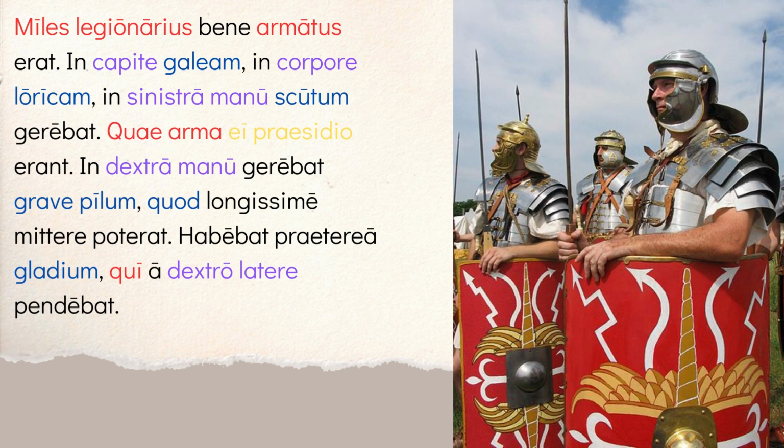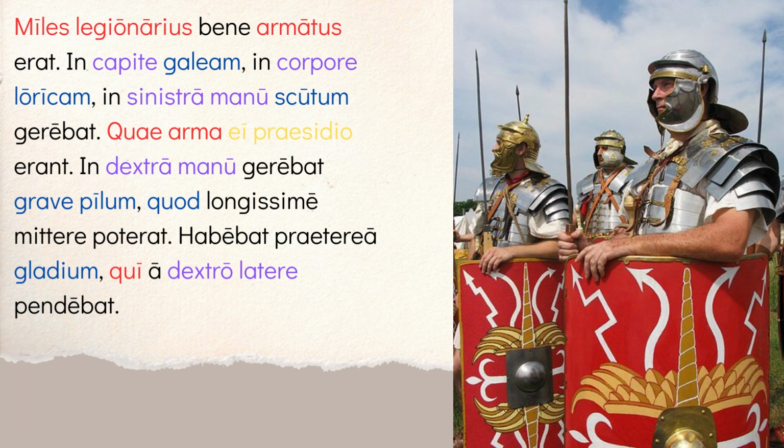Okay, then you have miles legionarius bene armatus erat, right? So a legionary soldier, singular, one of them, was armed. Armatus erat, he was armed bene, well. He was well armed, which is true. You have in capite Galliam, in corpore loricam, in sinistra manu scutum gerebat. Okay, so he wears gerebat. Here he wore on his head, in capite, the Galliam, a helmet. In corpore, on his body, he wore the lorica.